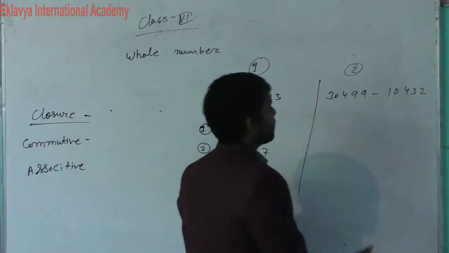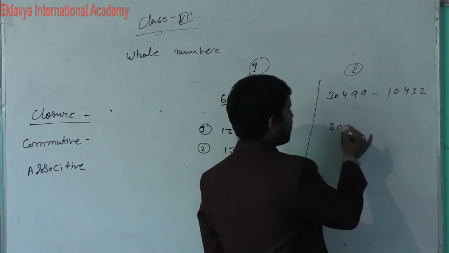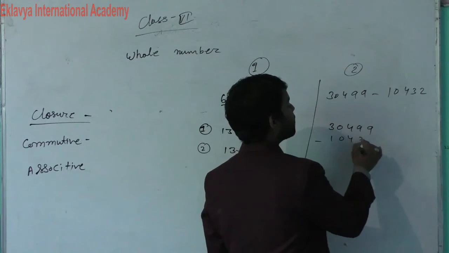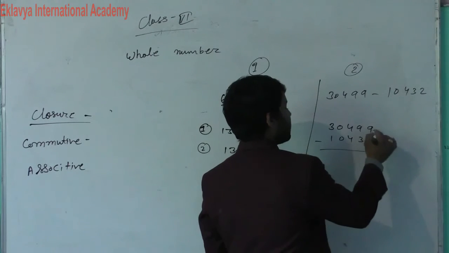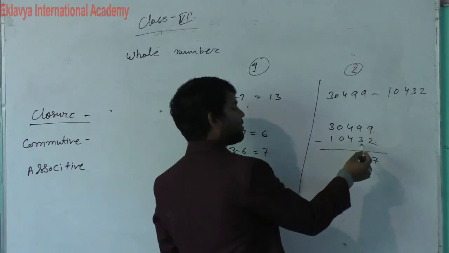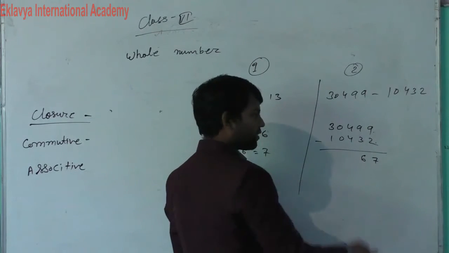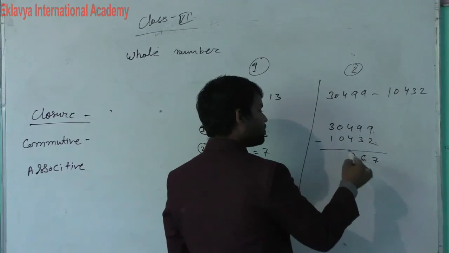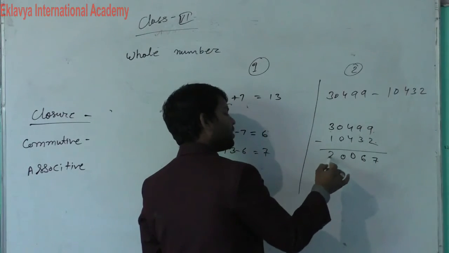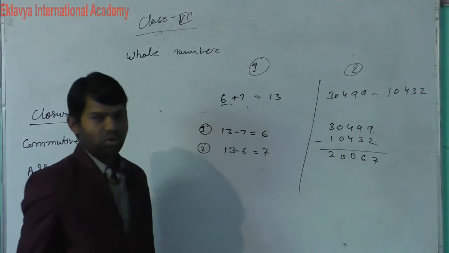See here. First we subtract 30499 minus 10432. Then 9 minus 2 is 7. 9 minus 3, we will get 6. 4 minus 4 is 0. 0 minus 0 is again 0. 3 minus 1, we will get 2.